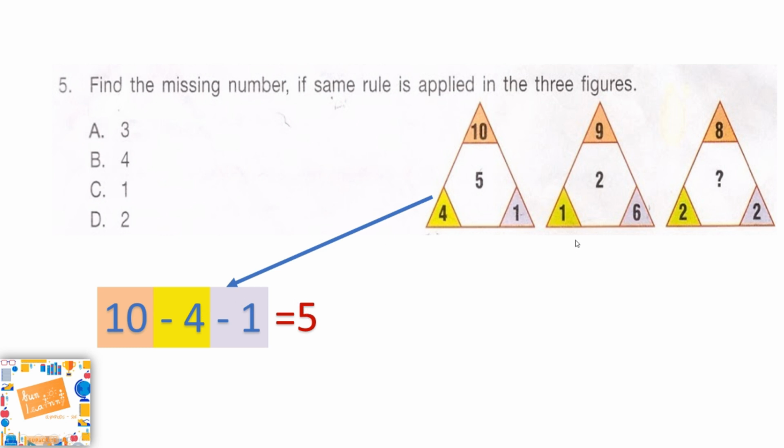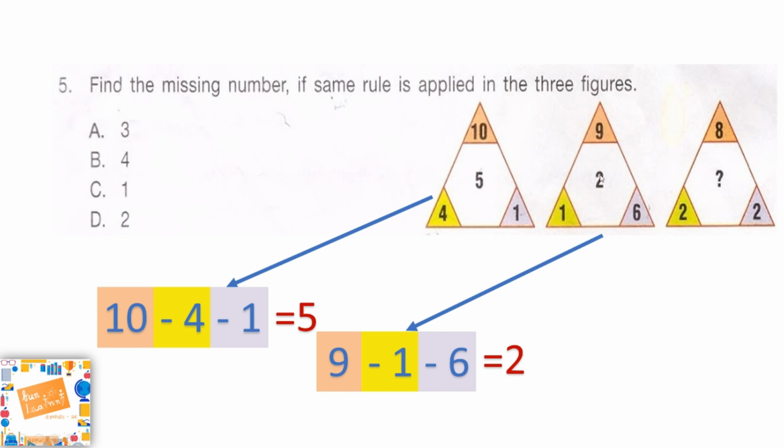Let's apply the same logic on our second triangle, where the first corner number is 9, subtracted by the second corner number, that is 9 minus 1, which is 8, subtracted by the third corner number, which is 6. So 9 minus 1 is 8, 8 minus 6 is equal to 2, which is our center number.